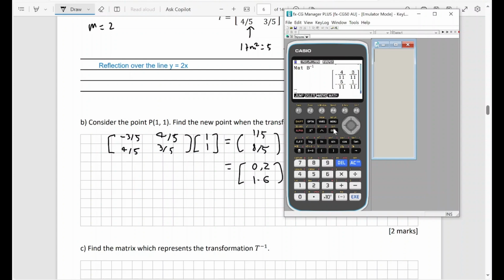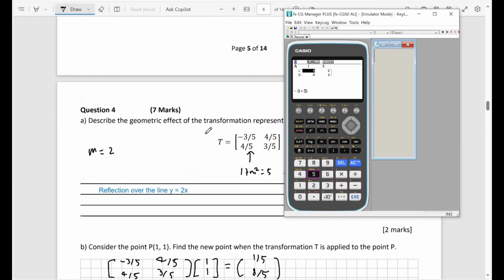So we'll go into matrix mode, matrix vector. All right, so A will be a 2 by 2. It is going to be minus 3/5, 4/5, 4/5, 3/5. Exit that out. We're going to go matrix B. Should be a 1 by 2.